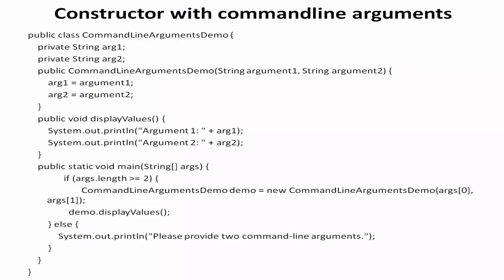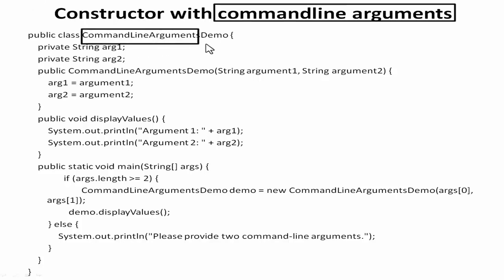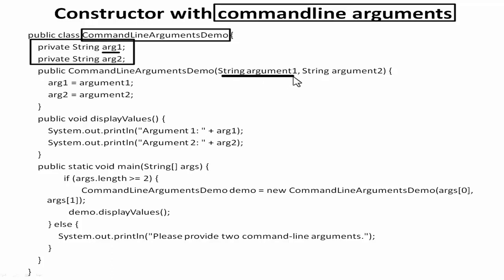So next, constructor with command line arguments. Already we have seen command line arguments, but how is the constructor accepting command line arguments? Let us consider this particular example. The name of the class is CommandLineArgumentsDemo. Here we have declared private string variables, argument 1 and argument 2. So now here it is accepting two command line arguments in the form of string.